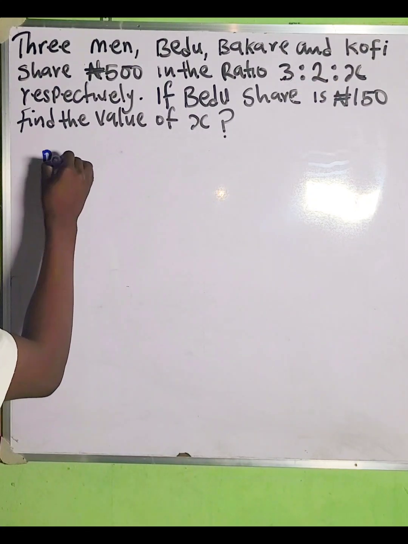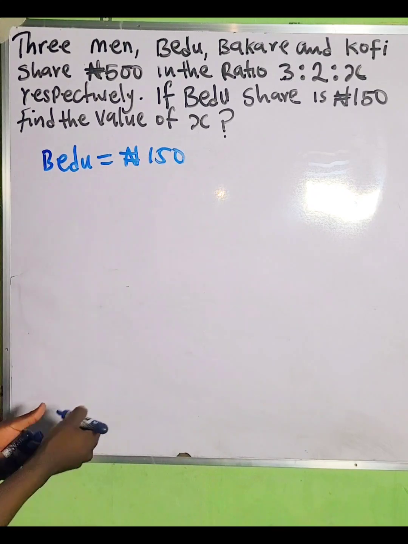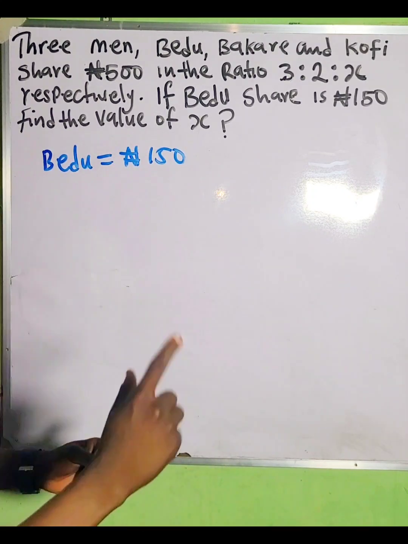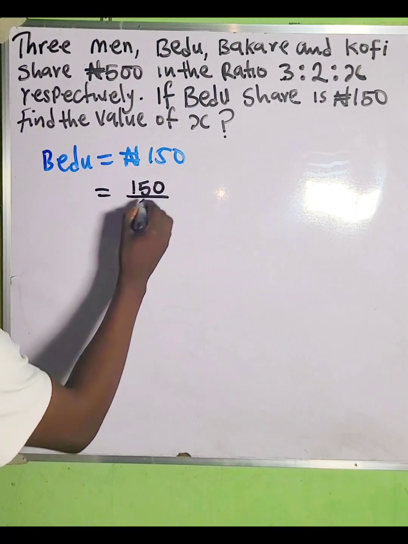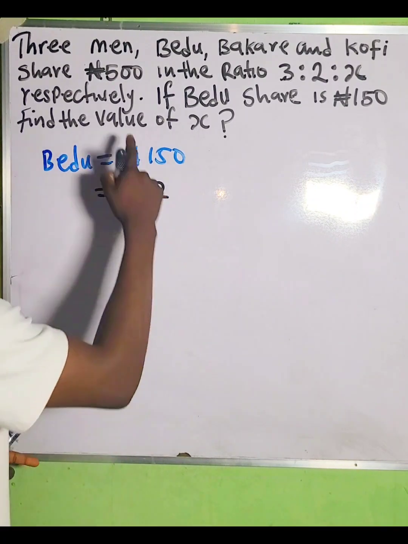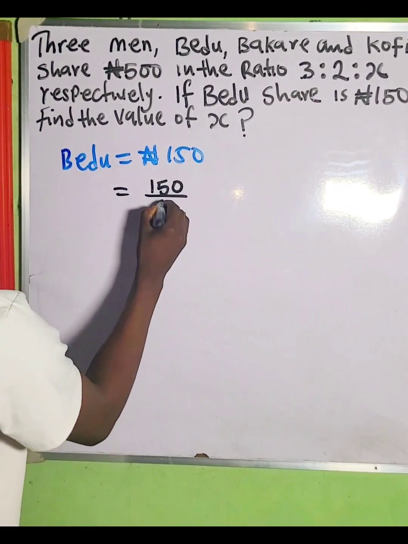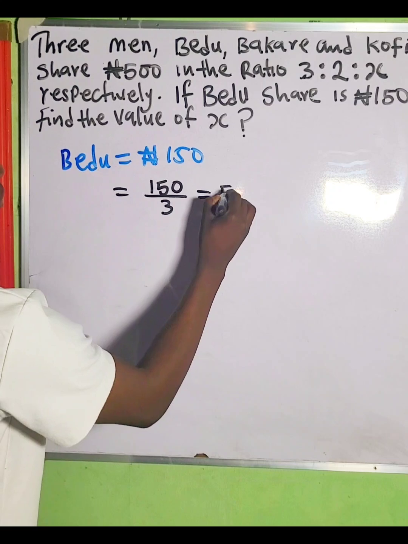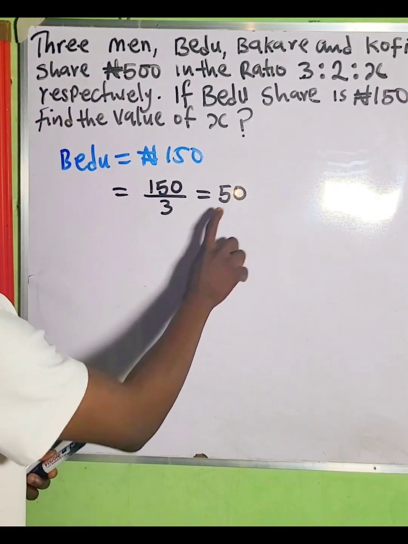So from the question, it is given that Bedu's share is 150 naira. Now to get one part of their sharing is to divide this Bedu's share, which is 150, by the ratio of Bedu. Remember, Bedu is the first person, so it's going to take the first ratio. So divided by 3, which is going to give us 50. So therefore, one part of the share is going to be 50.